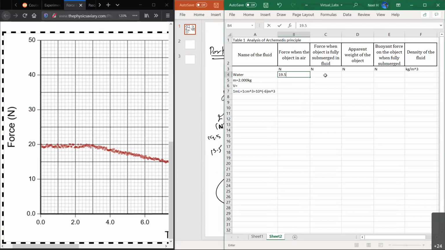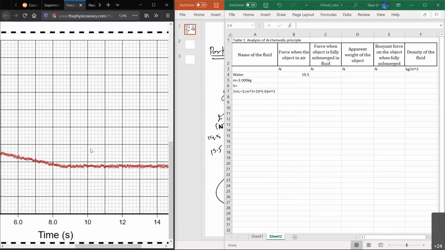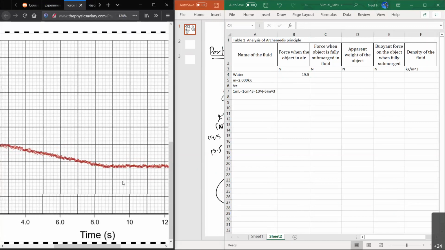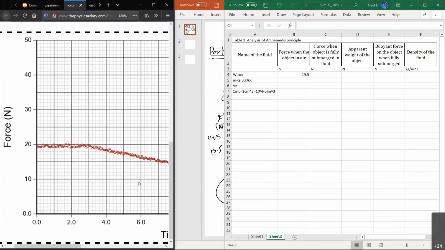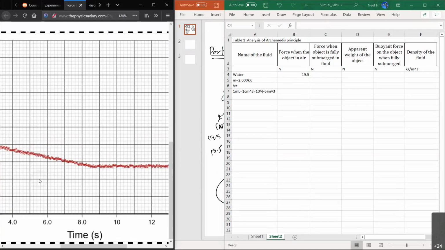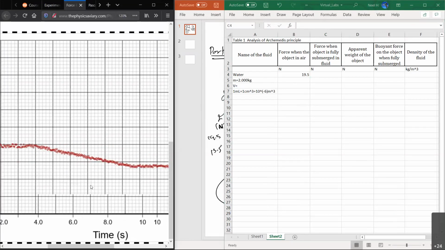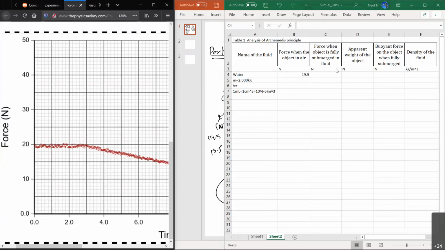That's important. When the object is fully submerged, I'm reading this as 13.5. You have to read that carefully. You can see it's not a single line, it is very thick. It's actually data points, so you can see it is in between 13 and 14. So I'm going to read it as 13.5. We can add 1 extra decimal place accordingly.